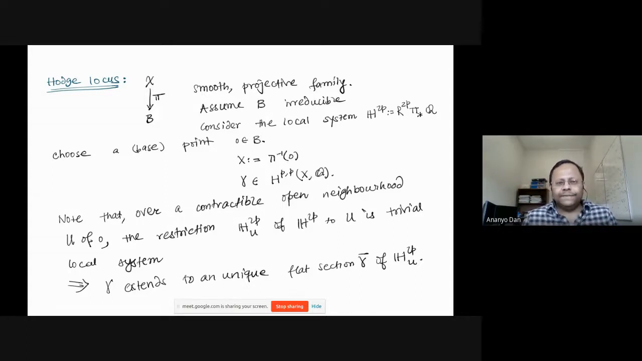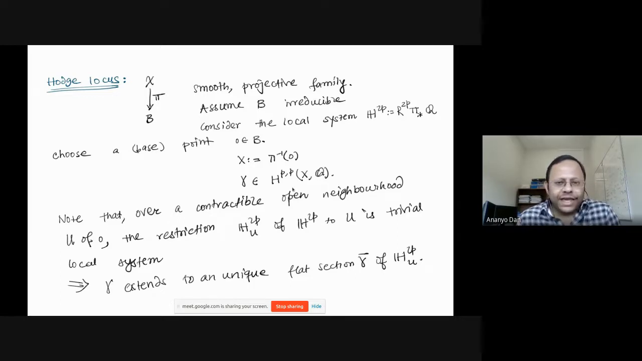Okay, so what we do is that, given this setup, we have this local system, we have this smooth projective family, so we take a base point. We want to start with a cohomology class. So we want to start with, say, a Hodge class, meaning that I have gamma in H^{p,p}(X, Q).